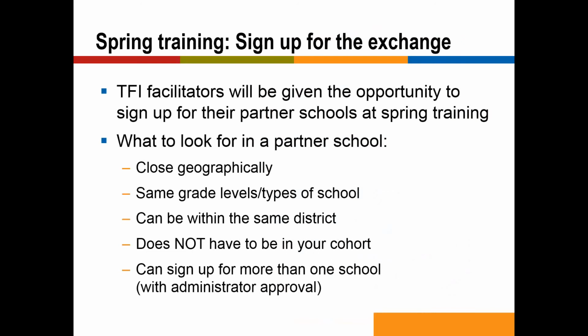Like I mentioned before, at spring training, schools will sign up and exchange with another partner school. You will be given the opportunity to do this at spring training. And here are some suggestions about what to look for in a partner school. It could be close geographically, the same grade level or type of school. For example, an elementary school could match with an elementary school. These can be within your same district, and this does not have to be in your cohort.